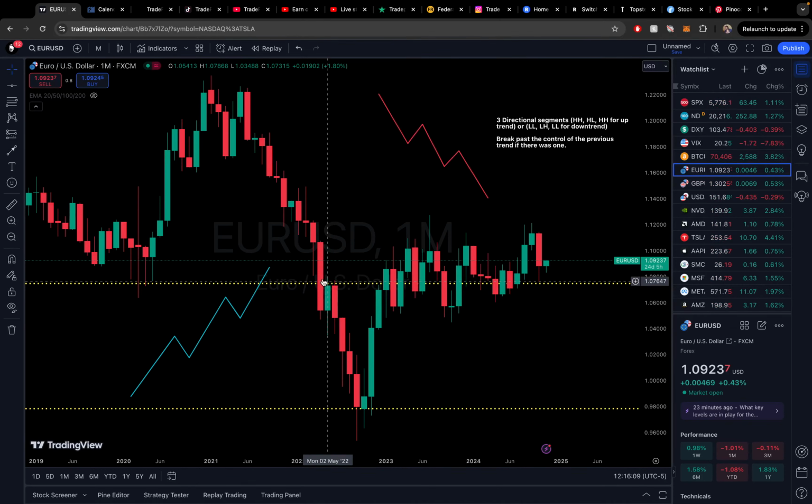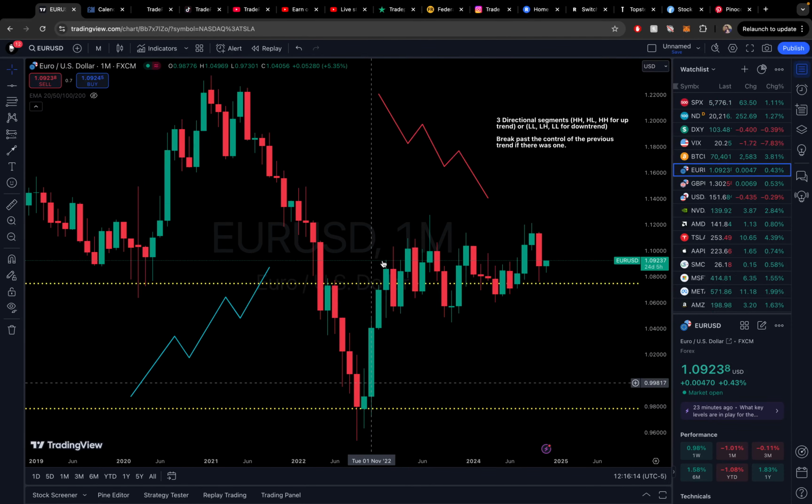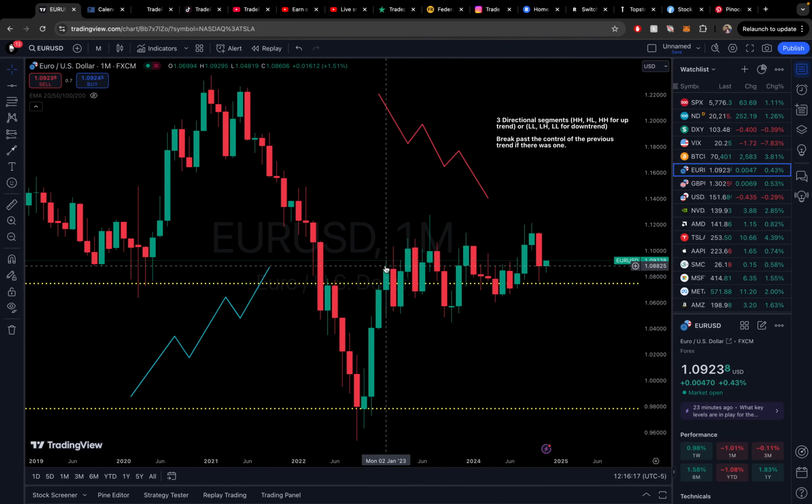Does that make sense? This was the controlling lower high. This was the controlling lower low. A candle closed past the controlling lower high. And you'll notice I'm saying candle closed. It's not enough to wick past. It has to candle close past it. I need the body of the candle to close past.